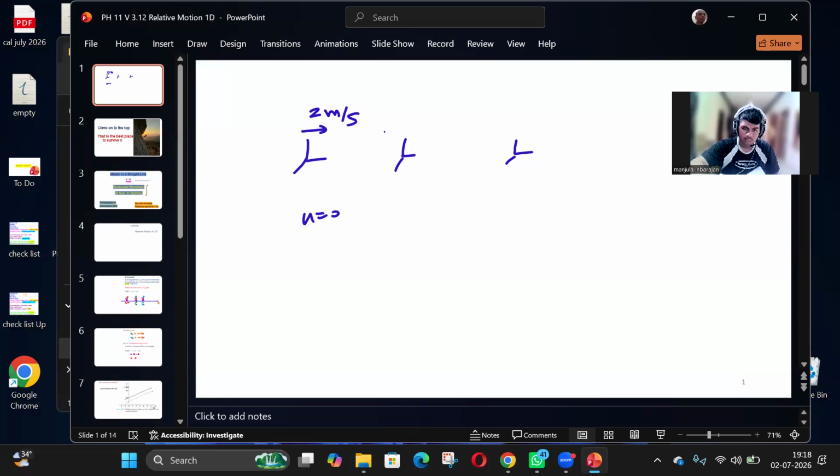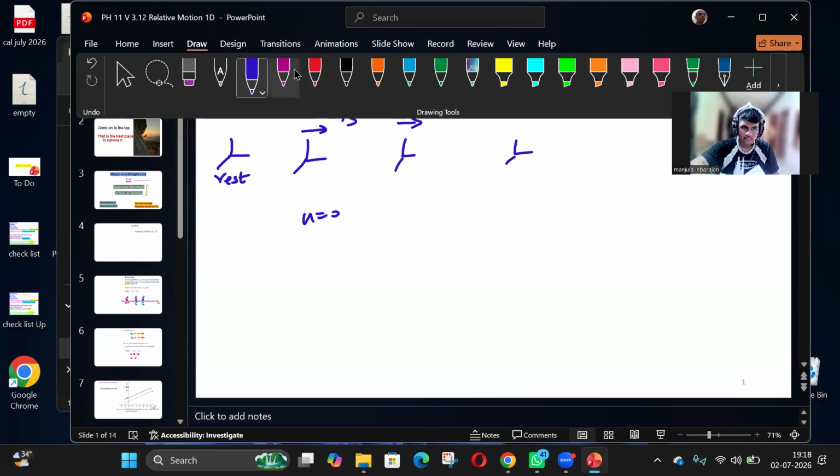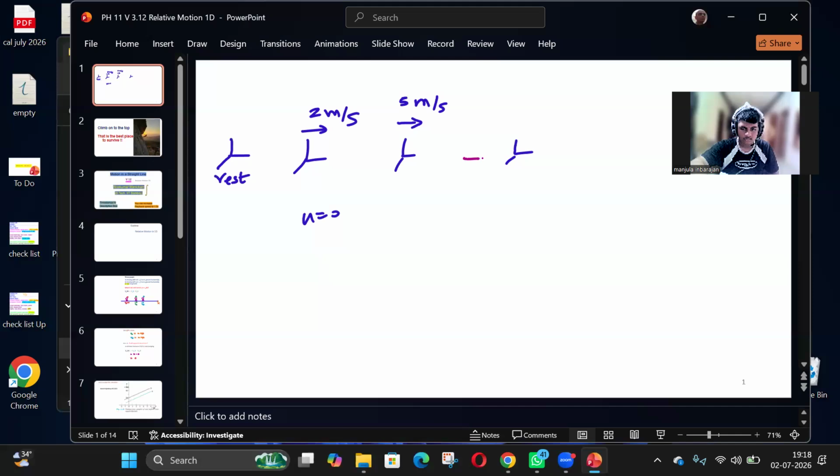Say one is moving at 2 meters per second, another is moving at 5 meters per second, towards the right only. And the third frame here is at rest. Now we have a body, say a car, moving with, let me put some arbitrary number, say 10 meters per second. This is the velocity of the car with respect to the ground.